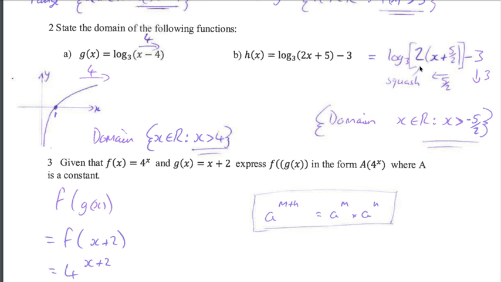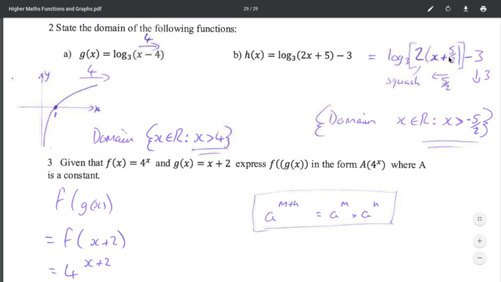So this will compress the log graph. So here's the log graph over here. This will compress it by a factor of 2 towards the y-axis. So rather than crossing at 1, it would now cross at 1/2. But again, it still would not touch the y-axis, squashing it towards the y-axis. And the x plus 5 over 2 would move every point on the graph 5 over 2 to the left.